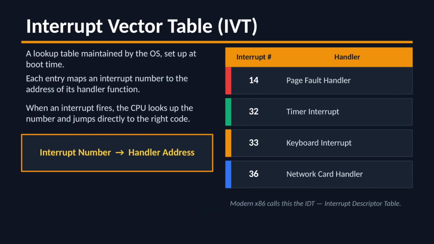So, how does the CPU know which handler to run for each interrupt? The OS maintains something called an interrupt vector table for this purpose. It is a lookup table which maps an interrupt number to the memory address of the corresponding handler function. Interrupt 14, that's the page fault handler. Interrupt 32, timer. Interrupt 33, keyboard, and so on. You get the idea, right? When an interrupt fires, the CPU looks up the number, finds the address, and jumps directly to the right code that it needs to execute.